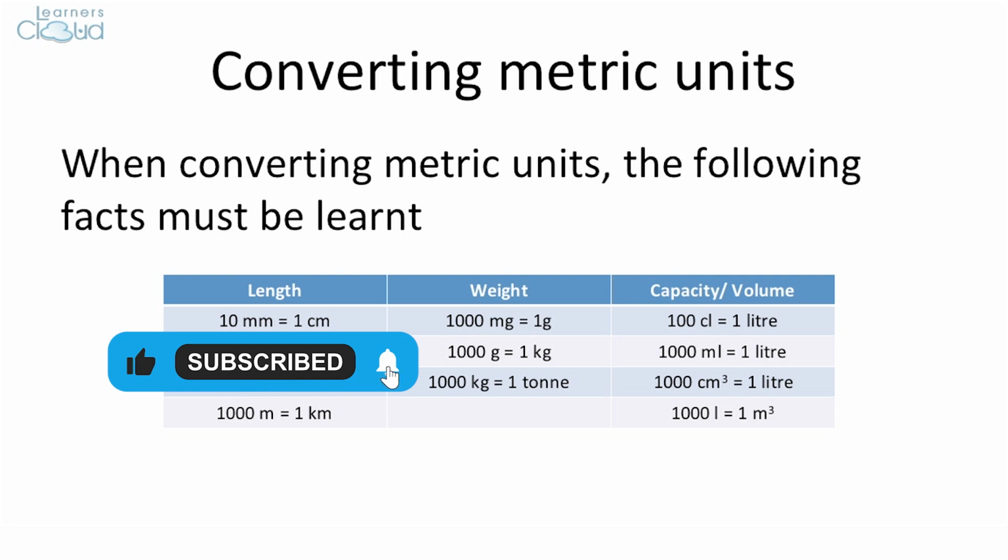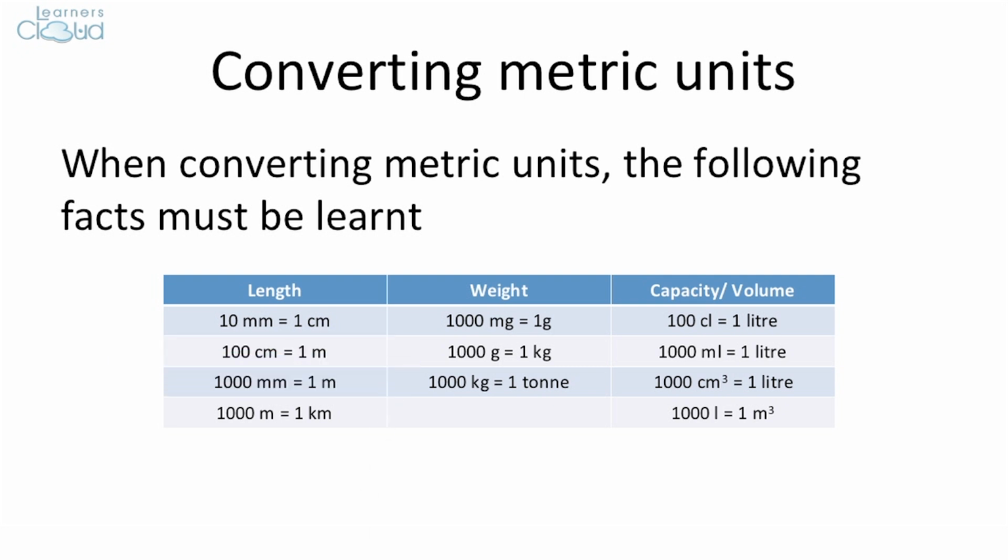In terms of capacity and volume, it's useful to know that 100 centilitres is 1 litre, and 1,000 millilitres is also a litre. We can also write a litre in centimetres cubed, and again it would be 1,000 centimetres cubed. Finally, 1,000 litres is equal to 1 metre cubed.